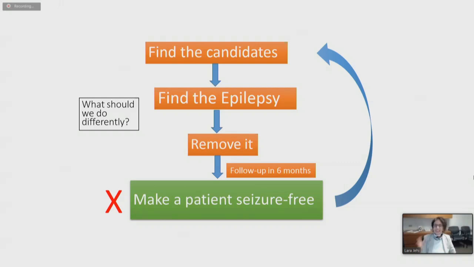So you see that there are many problems with the way we are making this final step of the decision, and that may be why we are not making patients seizure free. I mean, at least it's worth considering. We've invested so much into these other steps, so maybe at least consider that this may be an obstacle.